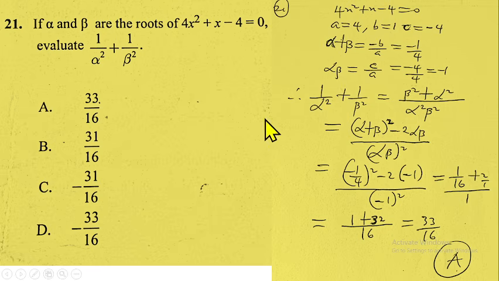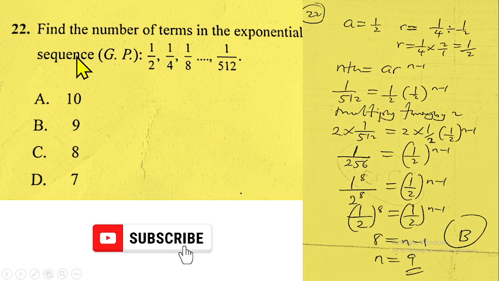Question number 22 now is on sequence and series, and it's from geometric progression. Find the number of terms in the exponential sequence GP where you are given part of the sequence: 1 over 2 as the first term, 1 over 4 as the second term, third term is 1 over 8, dot dot dot to the last term, which is 1 over 512. And the first term, I said, is 1 over 2.